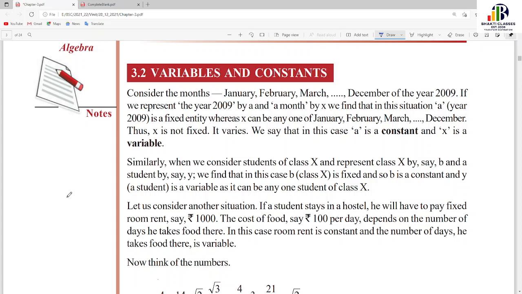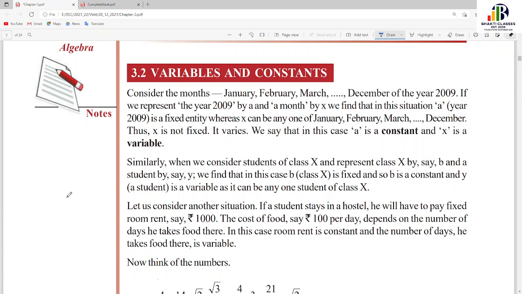Now we will learn about variables and constants. Consider the months January, February, March till December of the year 2009. If we represent the year 2009 by a and a month by x, we find that in this situation the year 2009 is a fixed entity, whereas x can be any one of January, February, March, December, etc. Thus x is not fixed, it varies.